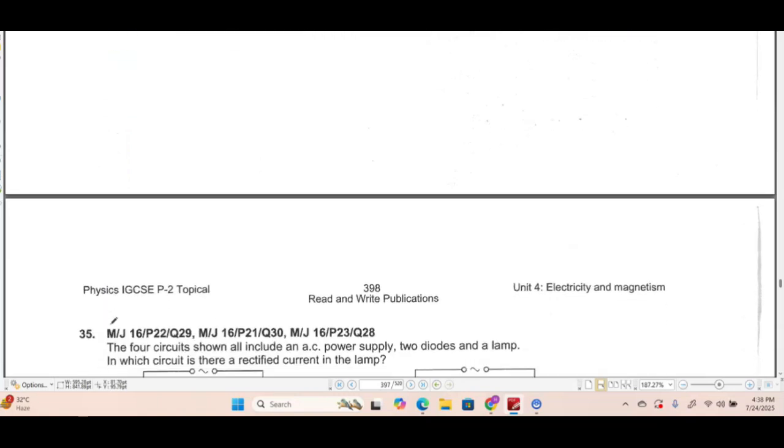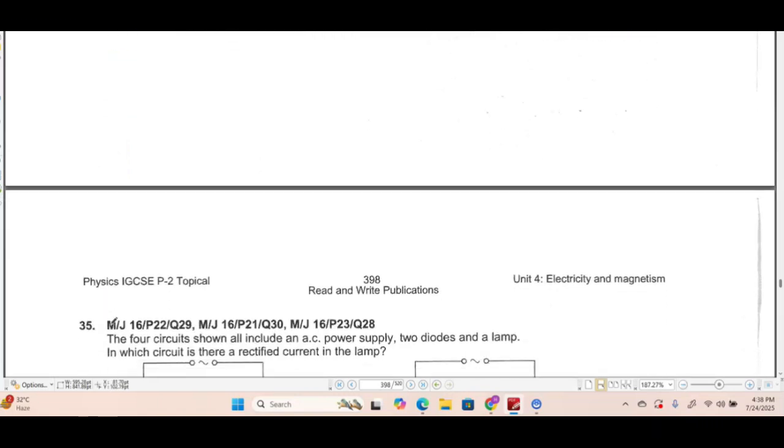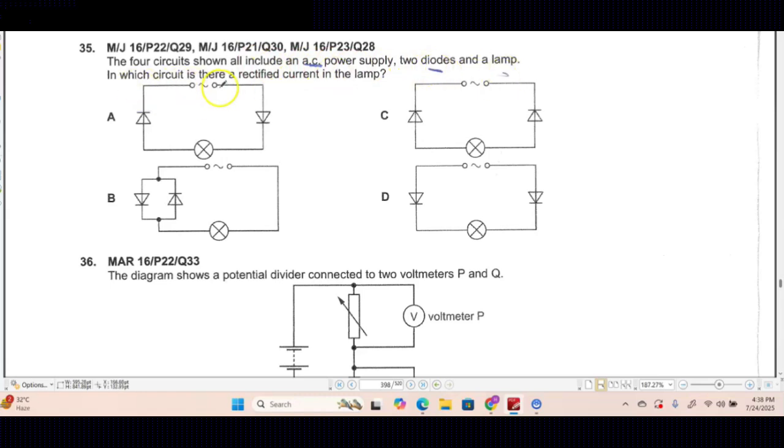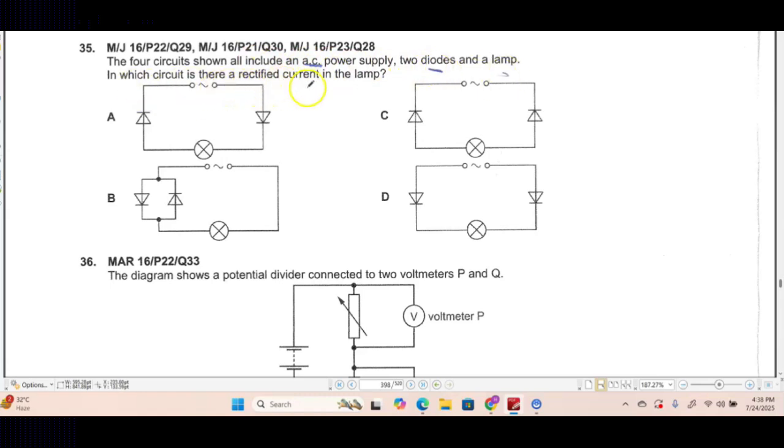Question number 35. The four circuits shown all include an AC power supply, 2 diodes and a lamp. In which circuit is there a rectified current in the lamp?